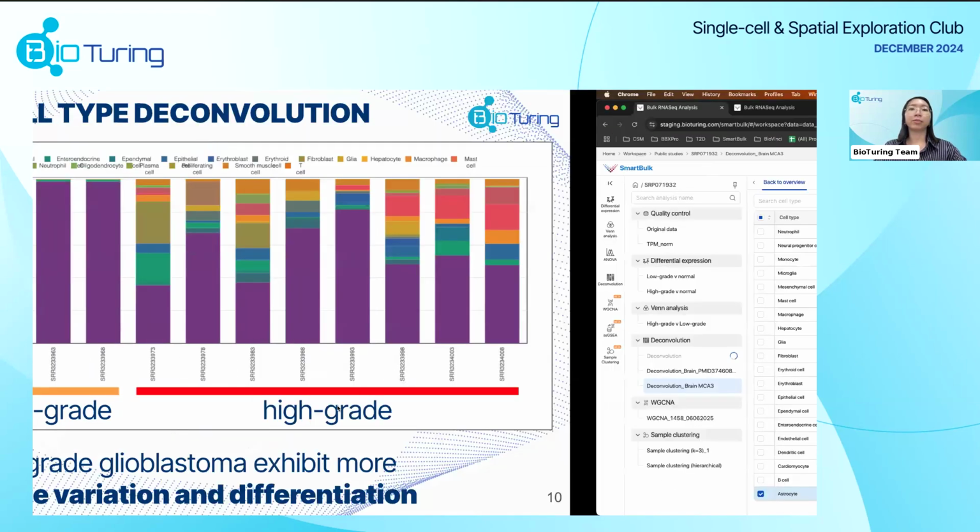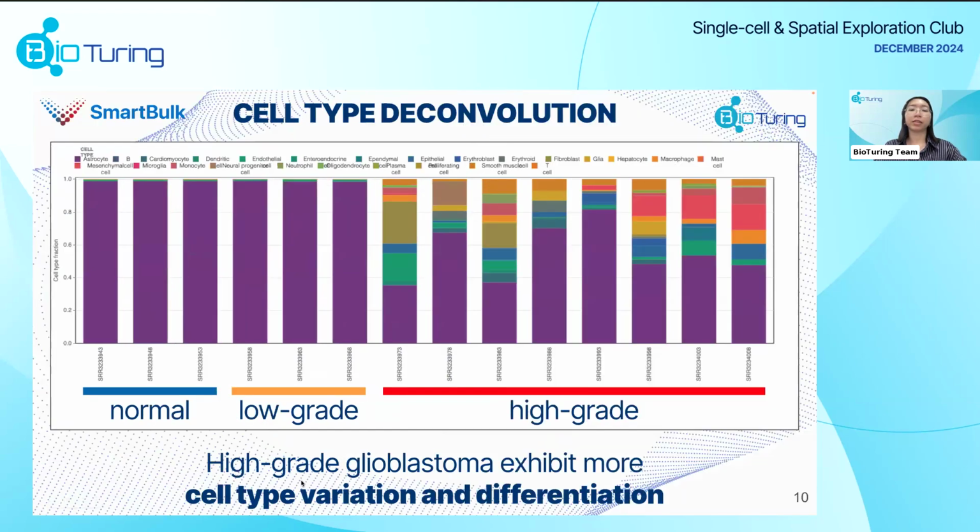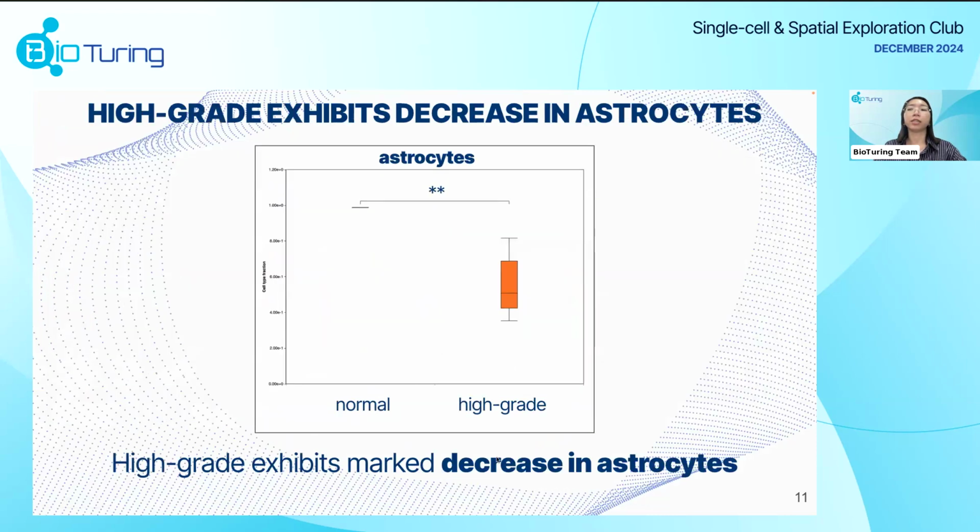Okay, so again, to summarize, I saw this pattern where the high-grade glioblastomas exhibit more cell type variation and more differentiation in the cell type proportions. And when we looked at the comparison between our normal versus our high grade in our astrocytes, we can see a marked decrease in astrocytes in our high grade tumor.